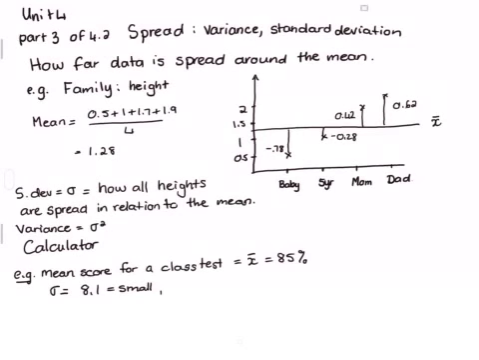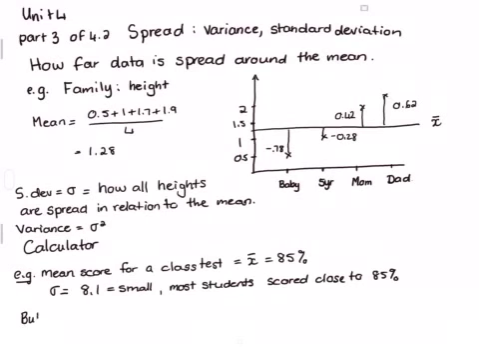What does that mean? Most students actually scored close to 85%. So your marks are all clustered quite close to 85%.